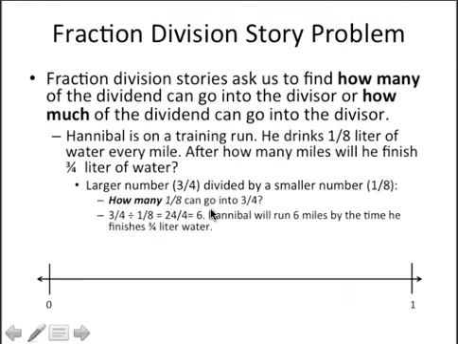Here's another example. Hannibal is on a training run. He drinks 1/8 liter of water every mile. After how many miles will he finish 3/4 liter of water? We are dividing a larger number, 3/4, by a smaller number, 1/8. How many 1/8 can go into 3/4? Our answer is 6. 6 1/8 can go into 3/4. Hannibal will run 6 miles by the time he finishes 3/4 liter of water.